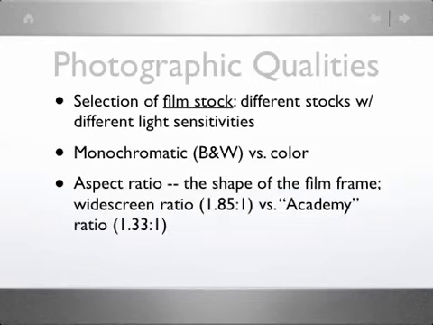Another part of the photographic qualities of the film image is the aspect ratio. The aspect ratio is the shape of the film frame. Traditionally, meaning in the classical Hollywood era and before that, there was more of a squarish shape to the film frame, what was called the Academy ratio. And that ratio was 1.33 to 1, meaning that one dimension of the image was 1.33 larger than the other dimension.